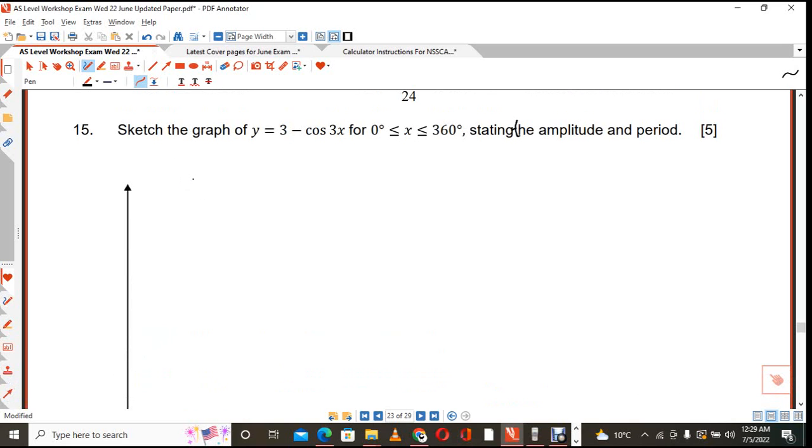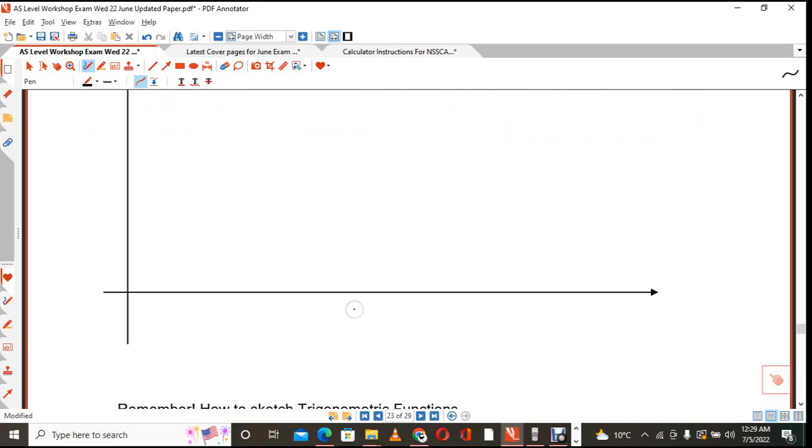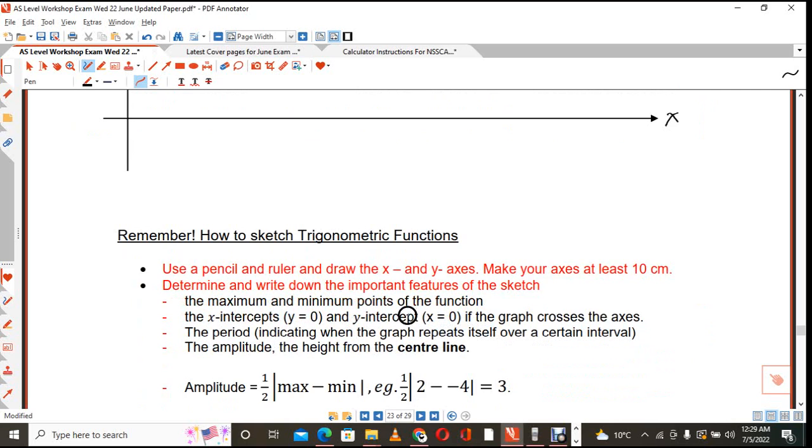So in this particular case, we can go ahead and also label our axis. So this is the y-axis, and the one under here is the x-axis. Okay. And then the second step there, it says you are supposed to determine and write down the important features of the sketch, the maximum and minimum points of the function. Now, I hope you also know how to find them. And then the x-intercept and y-intercept.